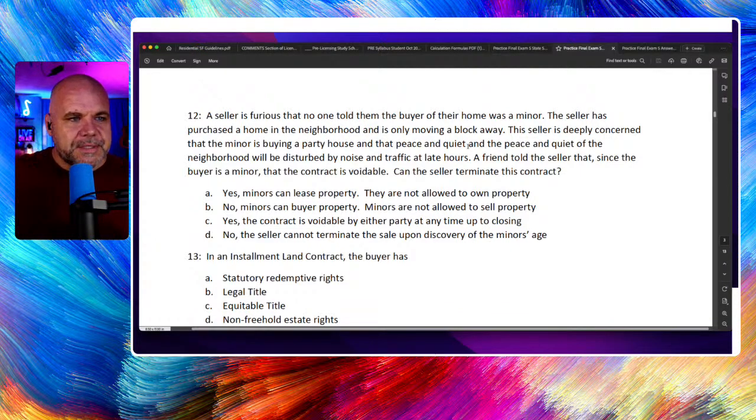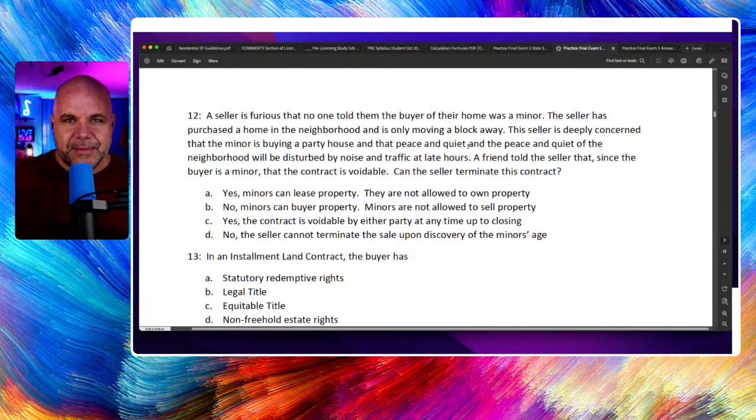A friend told the seller that since the buyer is a minor, the contract is voidable, and that is true. The buyer's a minor, the contract is voidable. But the question is, can the seller terminate the contract because it's voidable? That's not going to work, right?